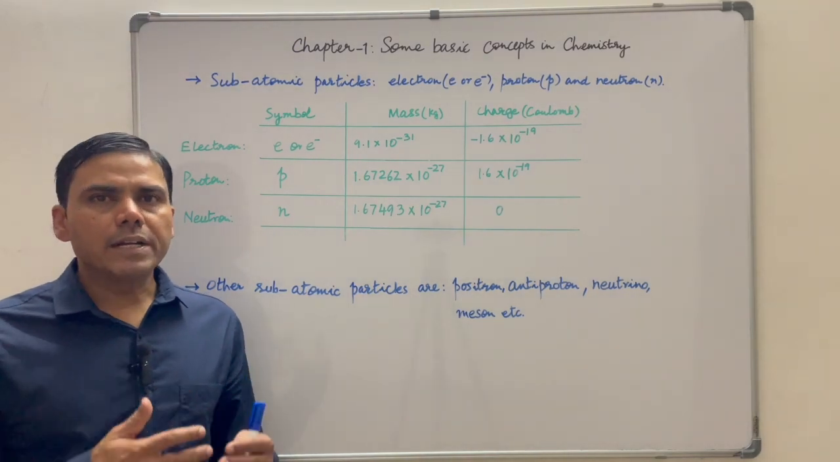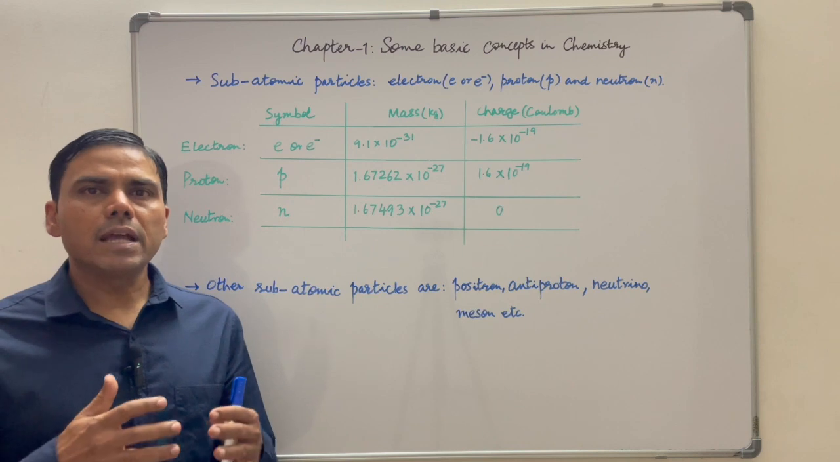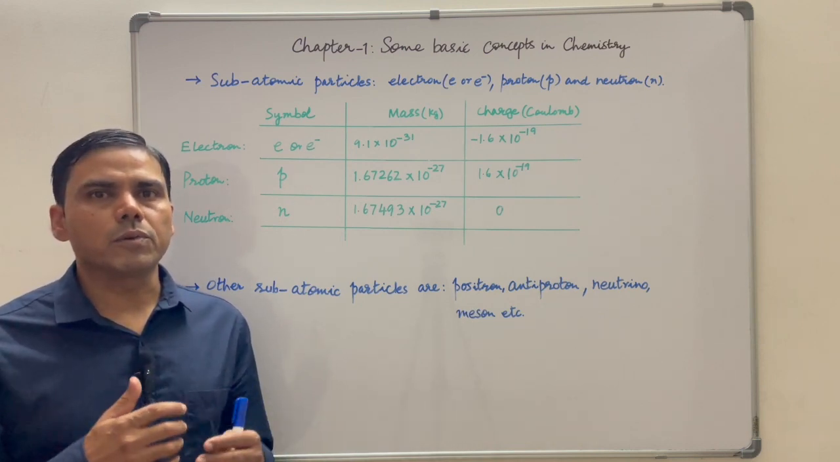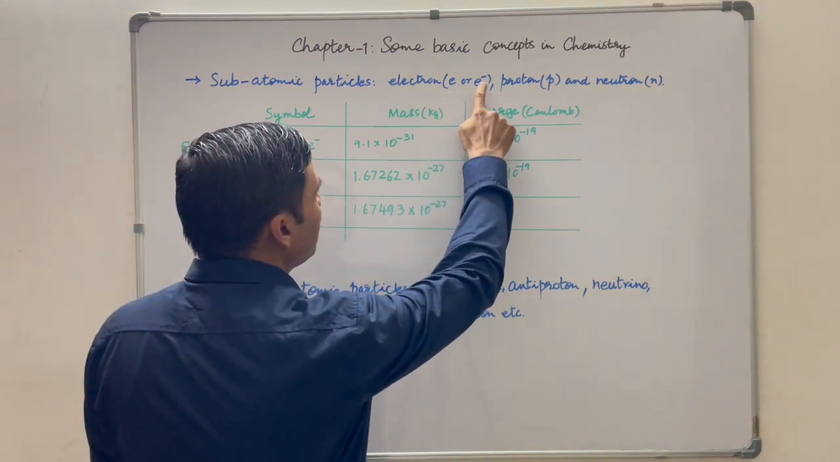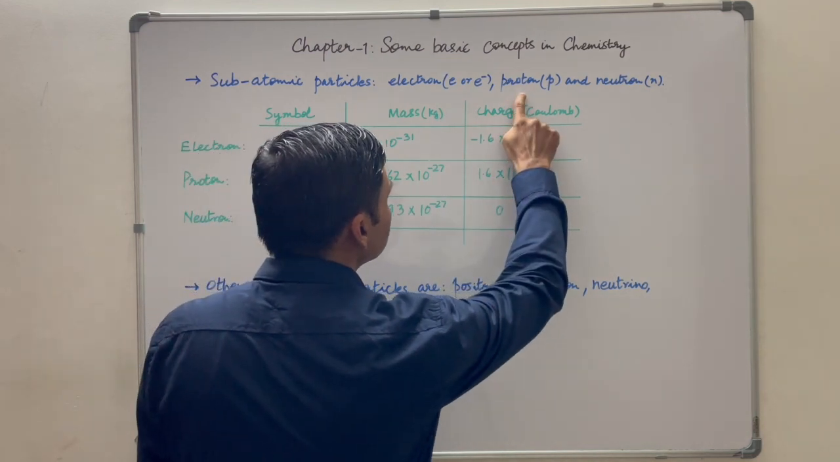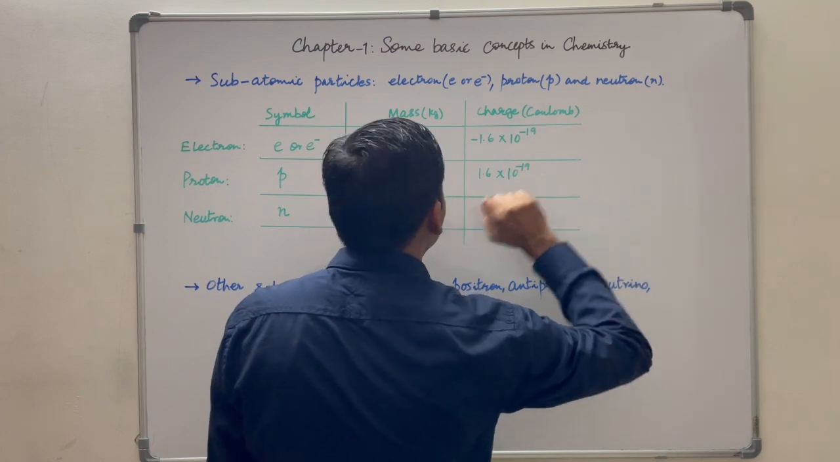Hello children, we will continue with subatomic particles. There are many subatomic particles, among them three are main: electron, proton and neutron. Electron is represented by small e or small e minus, minus sign written as superscript. Proton is represented by small p and neutron is represented by small n.